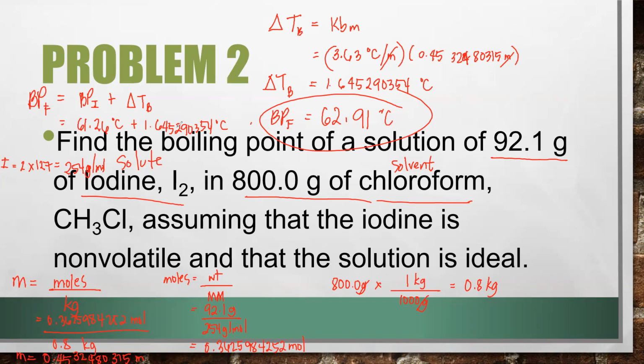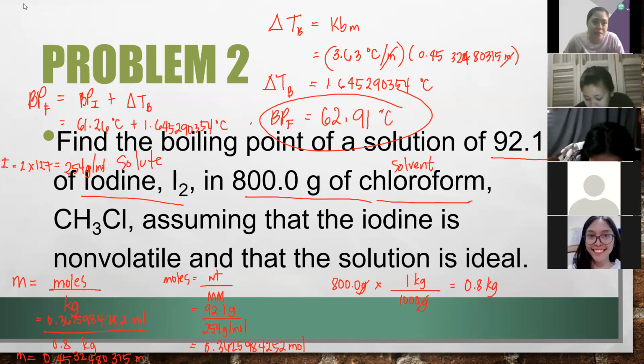So as you can see, there is elevation of the boiling point temperature as we add the solute. So this one is an example of colligative properties. There is really an increase or a difference in the boiling point if there is an addition of the solute. So it is dependent on the amount of the solute. Questions or clarifications? Meron bang gustong clarify?